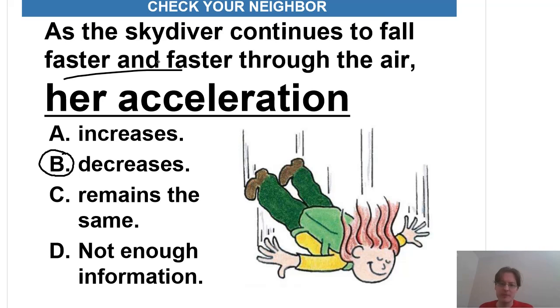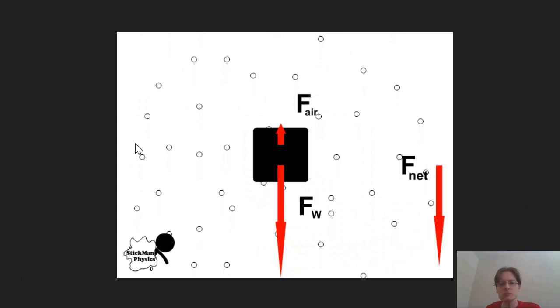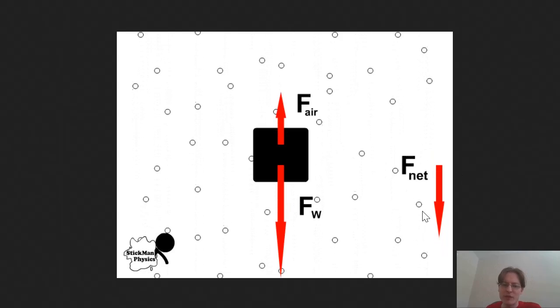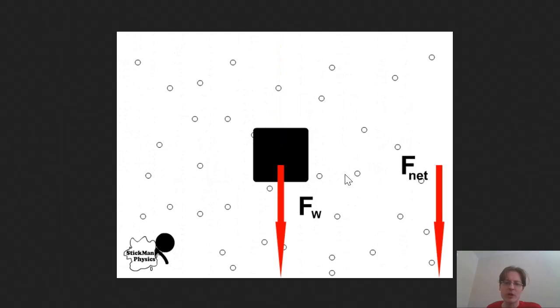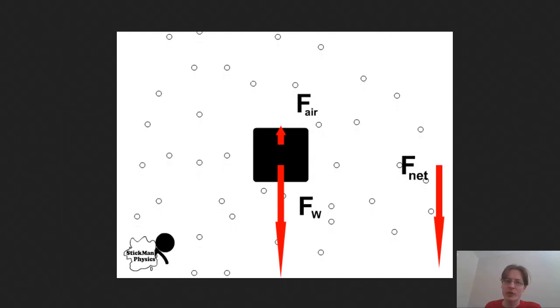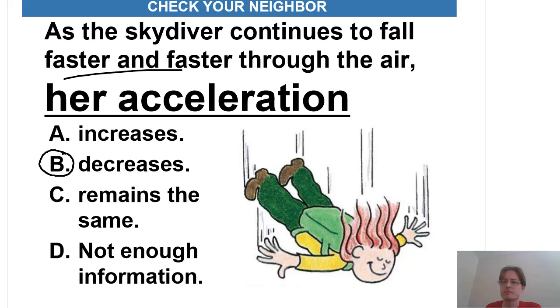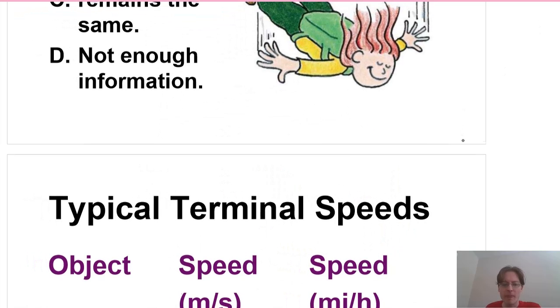The moment she jumps out of the plane, she accelerates at g. But as she reaches terminal velocity, she's going faster and faster, but not at the rate of g. It gets to a point where her acceleration is actually zero. Just remember, the net force goes to zero. Therefore, the acceleration she has is getting smaller and smaller up to the point where it actually reaches no acceleration at all. And that's the terminal velocity.